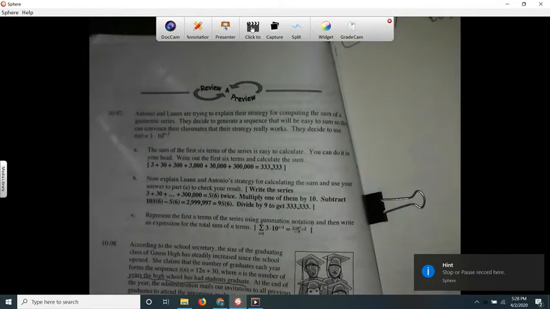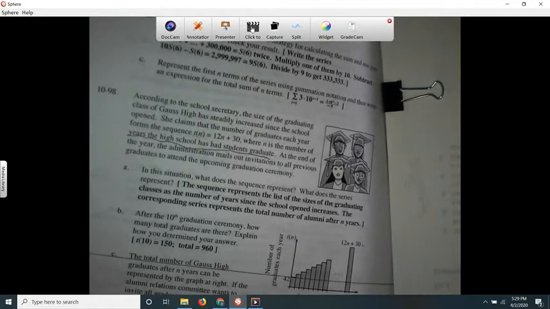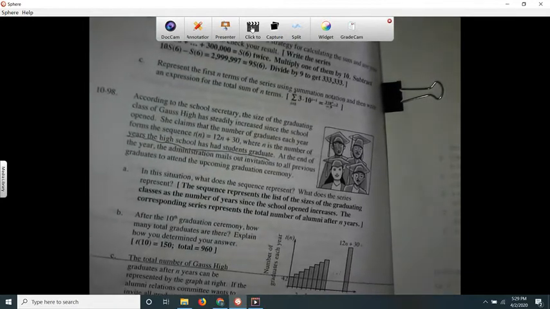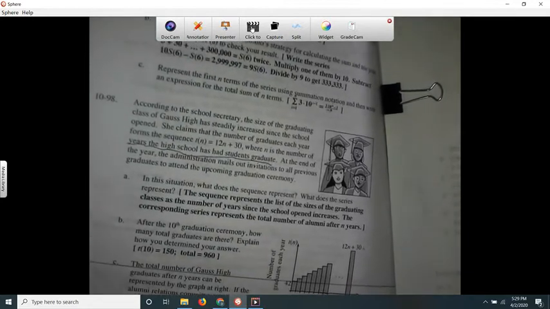Here's Integrated 3, problem number 10-98. It says, according to the school secretary, the size of the graduating class of their high school has steadily increased since the school opened.